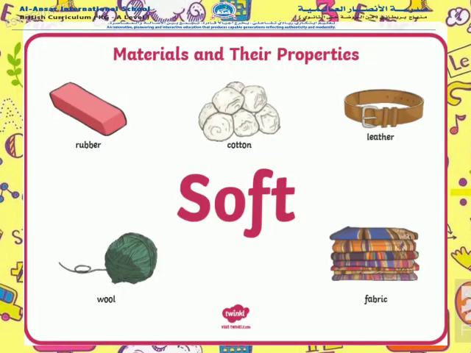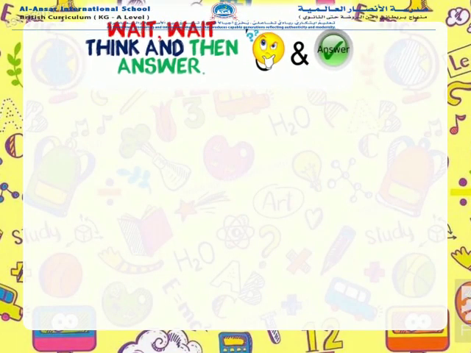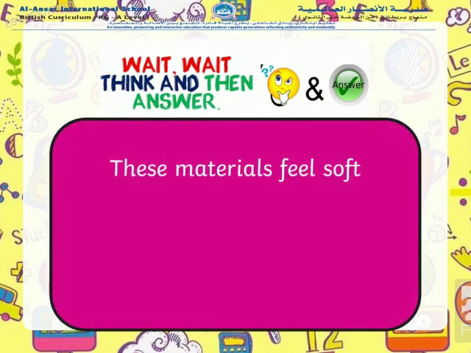Now I'm going to tell you about some materials that are soft when you feel them. Number one, a rubber eraser. Then we have cotton wool, a leather belt, wool yarn, some fabric clothes. So all of these are different materials. You can try any of these and you will feel that they are soft. Think of these materials. Come on, test them. Name a few objects that you are testing.